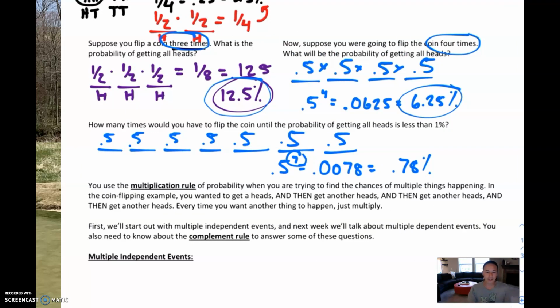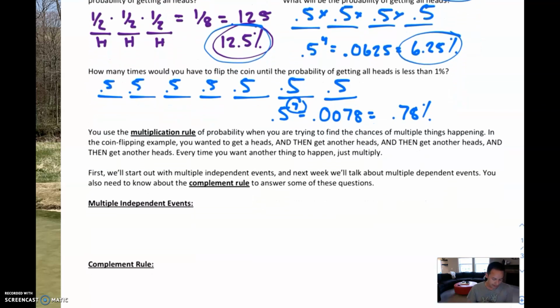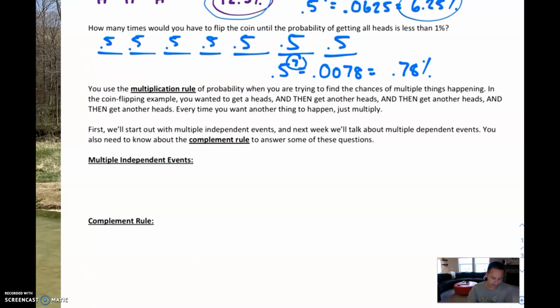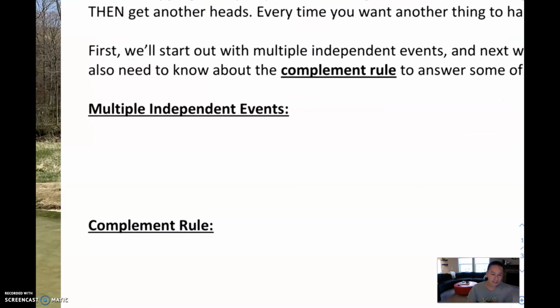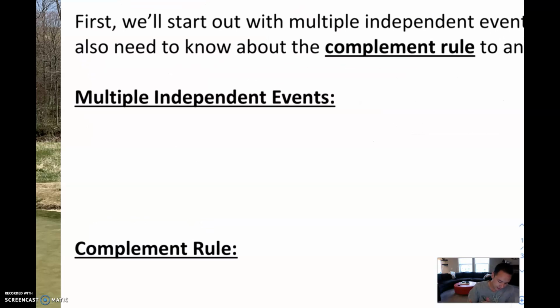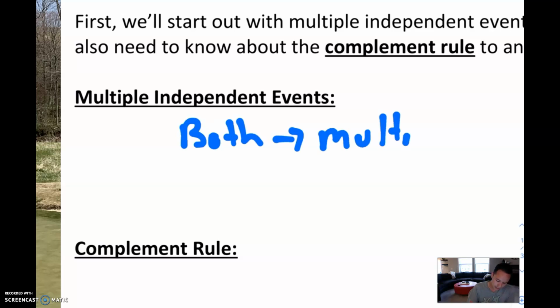So what we've just been looking at is called the multiplication rule of probability. A couple different rules on these: with multiple independent events, to find the probability of both things happening, all you have to do is multiply. So to find the probability of multiple things happening, just multiply them.